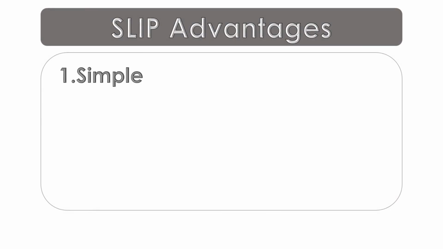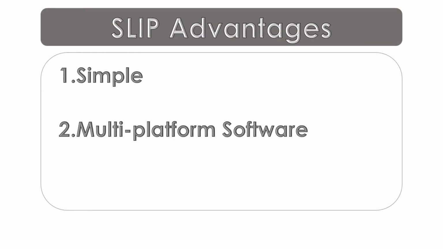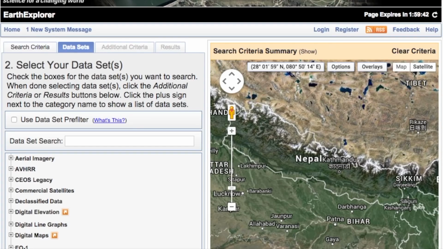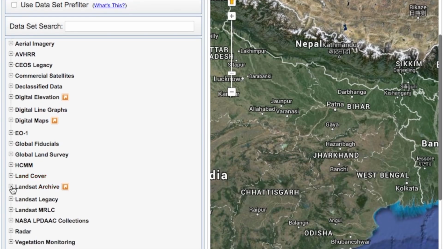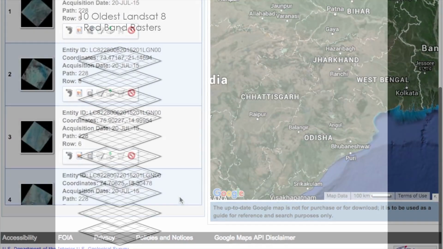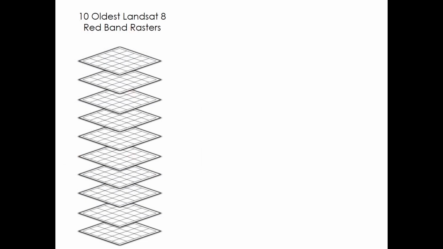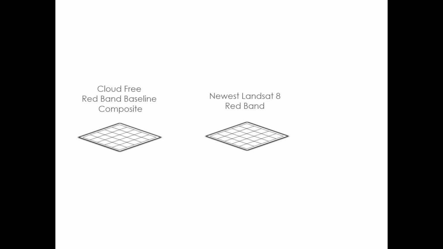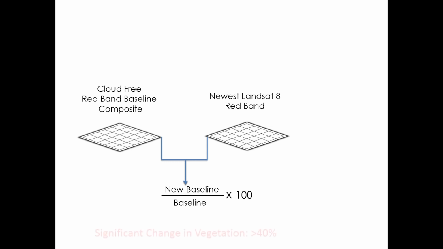The SLIP program is simple, can run on any operating system, and is completely free, which eliminates the need for complex and expensive software. The program first searches the United States Geological Survey database to download a collection of 11 Landsat 8 images. The red bands from the 10 oldest images are composited to produce a cloud-free red band baseline image. The red band from the newest image is then compared to the red band baseline image using the percent change formula. Pixels with a red increase greater than 40% represent a significant change in vegetation.